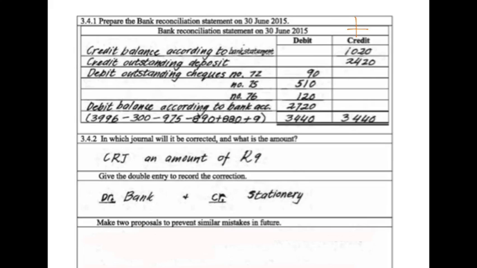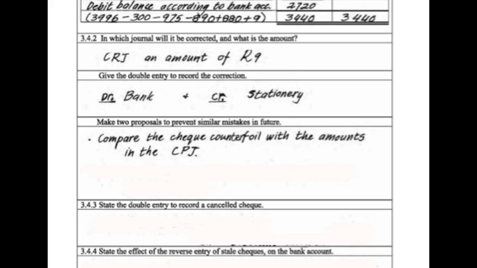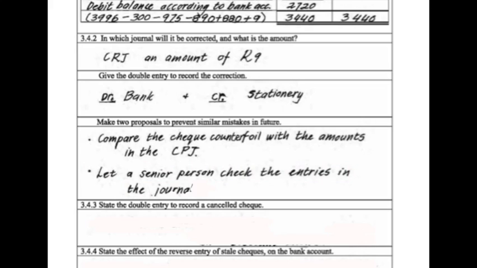Make 2 proposals to prevent similar mistakes in future. So firstly, you do have source documents that you can use in order to compare your CPJ entries to make sure that the CPJ is in fact the same as the source document, the check counterfoils. You can also let a senior person check at the end of the month whether the journals are actually correct, and you can also do that as part of your bank reconciliation process.